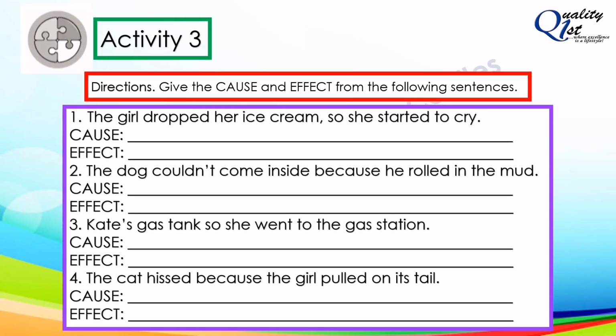For activity number 3, now you are going to give the cause and effect from the following sentences. Again, you're going to give the cause and effect from the following sentences. You have to base your answer from the given sentences, alright? For example, in number 1, the girl dropped her ice cream, so she started to cry. Now, which is the cause? And you're going to write the cause under cause and the effect under effect.